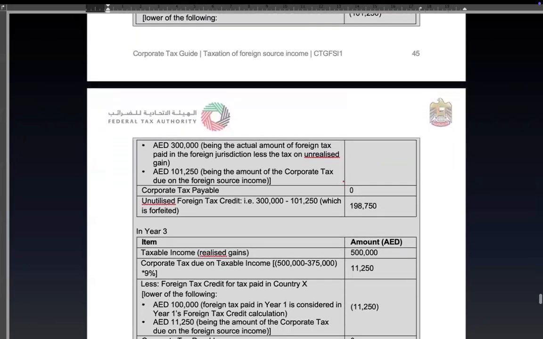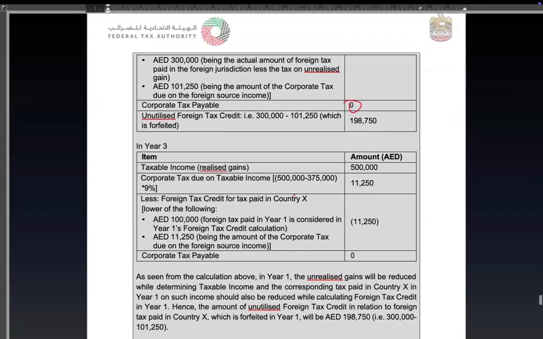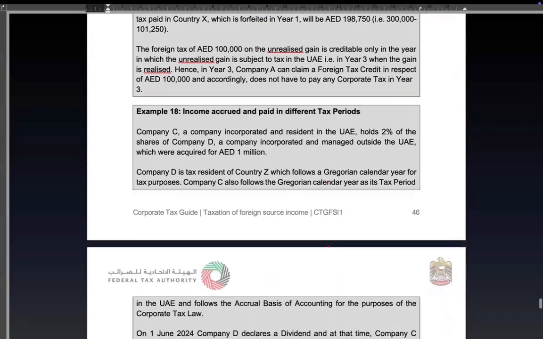You can see the corporate tax base, whatever you are paid out of the UAE. This is zero because you are not paid anything of it. In year three, you will adjust it. Year three taxable income is how much? 500,000. Corporate tax due is this. Then the tax paid on this, you will be able to claim. Anyway, you can go through this.